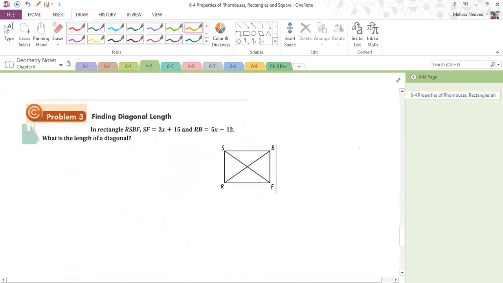Our example, problem 3, says we've got this rectangle RSBF, and I know the length of SF is equal to the expression 2x plus 15, and the length of RB is equal to the expression 5x minus 12. So now I want to know what the length of those diagonals are. Well, using that theorem we just looked at, theorem 6-15, we know the diagonals have to be congruent since it's a rectangle.